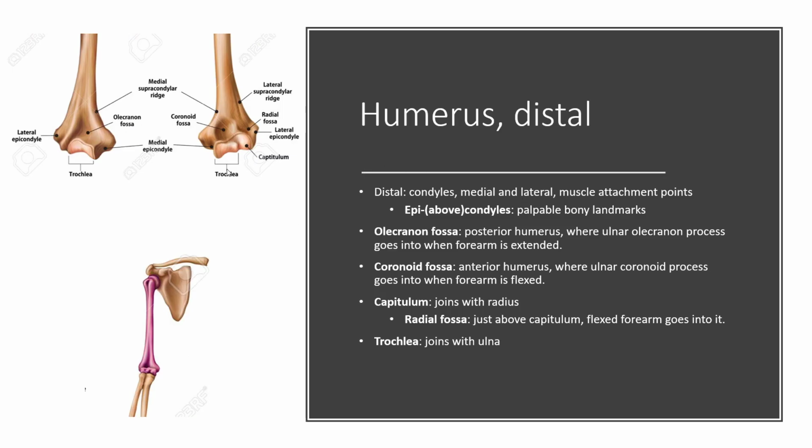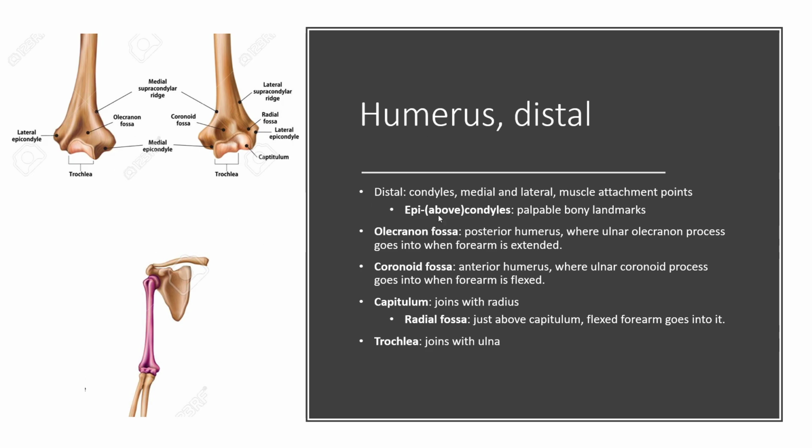Then the distal humerus, as far as little bone landmarks go, is probably the most complicated. Again, I like to have the skeleton here so I can show you how when we flex the elbow, the coronoid process goes into the coronoid fossa. When we extend the elbow, the olecranon pushes into the olecranon fossa. We'll just have to make up for lost time in a couple weeks if we're allowed to meet again.